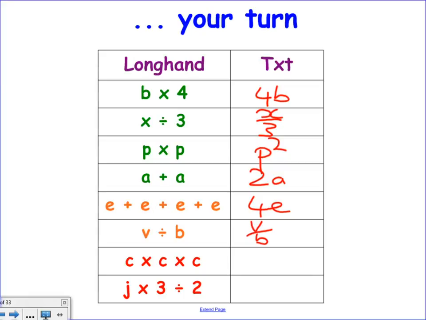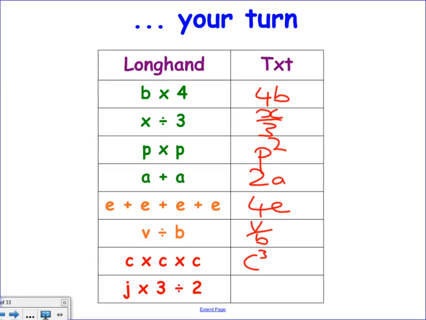C times C times C times C. Front writers. 3C. C cubed, yeah. It's C to the power 3. Because C times C would be C squared. If there's 3 of them, C cubed means C times C times C.